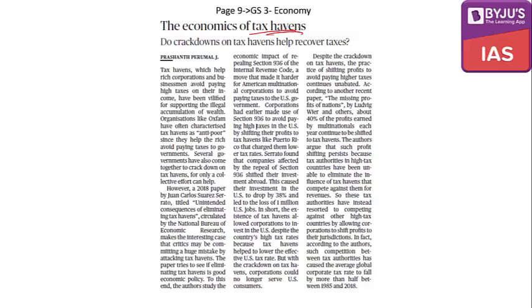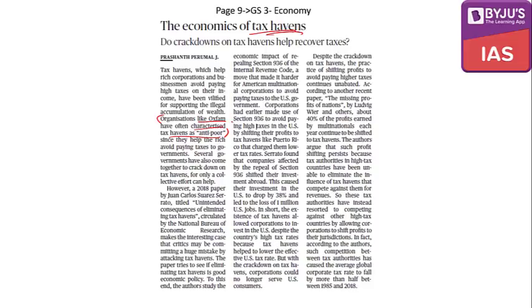So these rich corporations or businessmen avoid paying high taxes on their income, and they start accumulating a lot of wealth. Even for that matter, organizations like Oxfam have characterized tax havens as anti-poor. So kindly remember this statement. This statement can be used for any question that comes in terms of tax havens. So let's understand some of the statistics first.